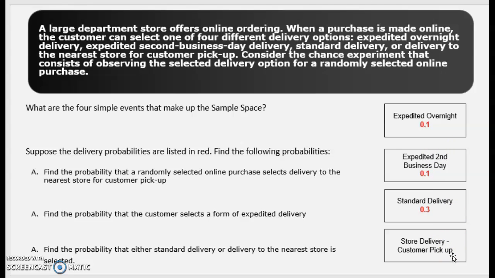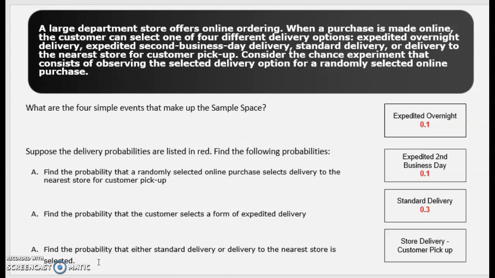The second problem here says find the probability that the customer selects a form of expedited delivery. So they're going to choose the probability of expedited overnight or expedited second business day. In that case, we're going to go ahead and add up 0.1 and 0.1 to get our 0.2.